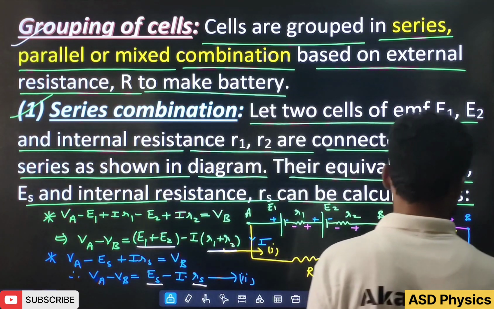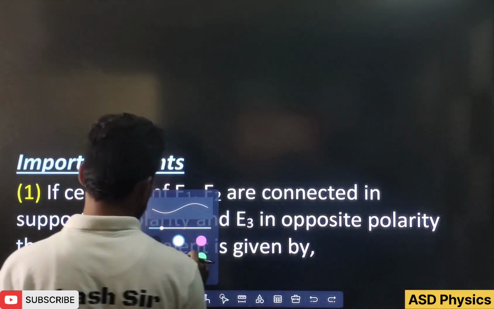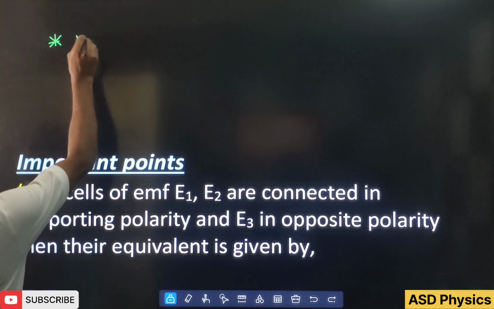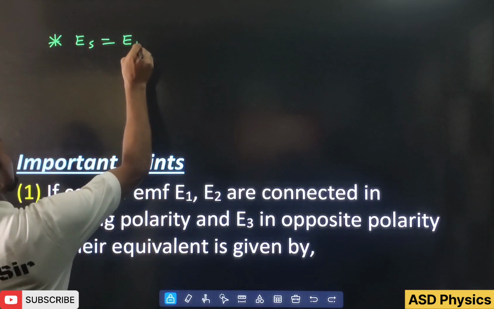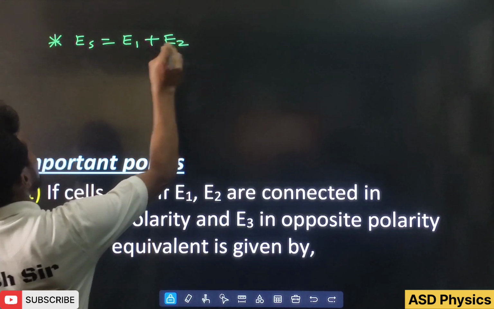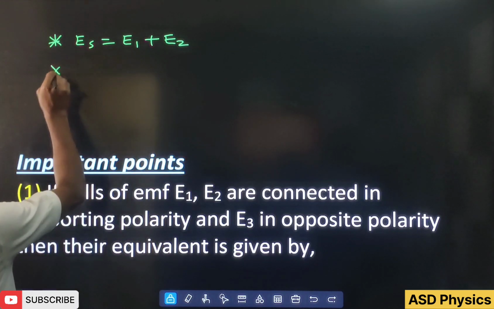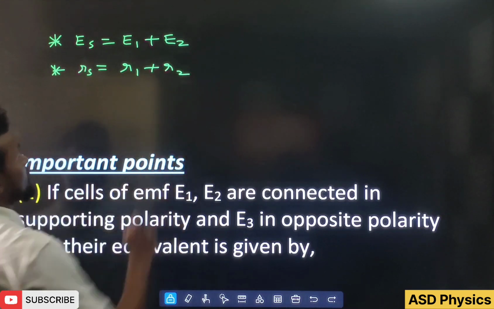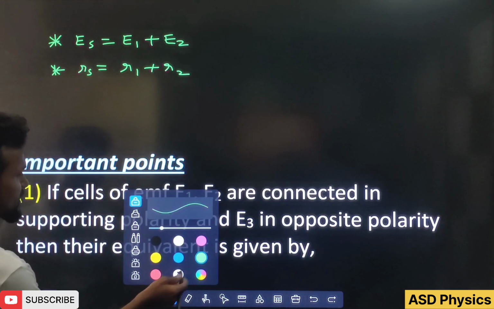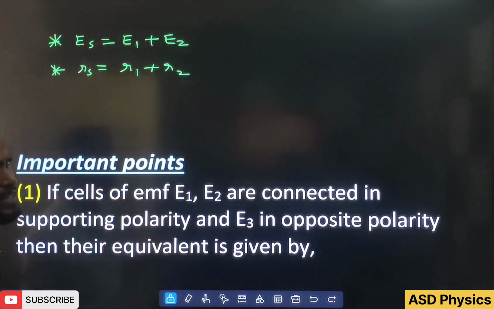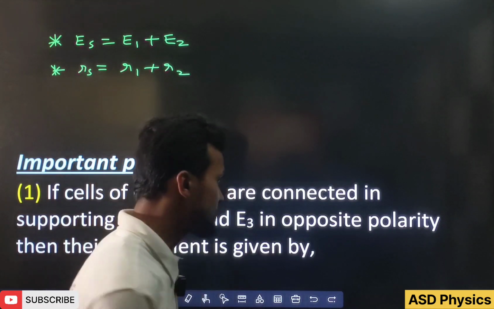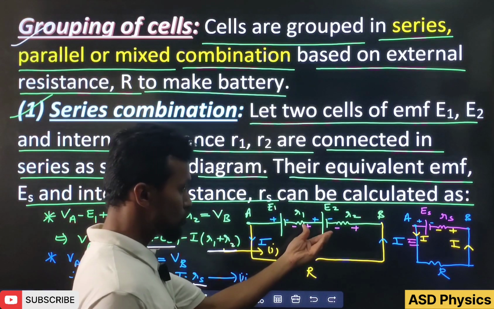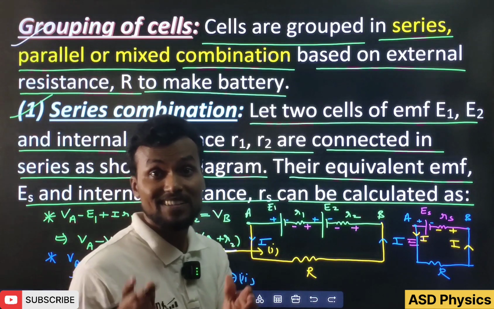Okay, so what will happen here, students, if I write here, the first thing I can write is this ES equivalent is given by E1 plus E2. Similarly, RS is given by R1 plus R2. Nothing is mentioned, so always we will draw here in a supporting polarity. Supporting polarity means what here? Due to this E1, current goes this side, due to this E2 also, current in the same direction, that is the supporting polarity.